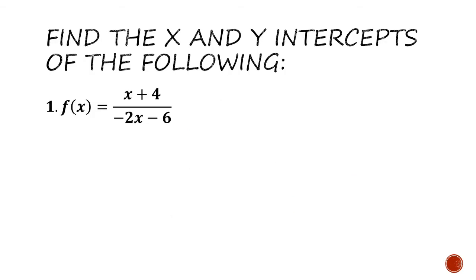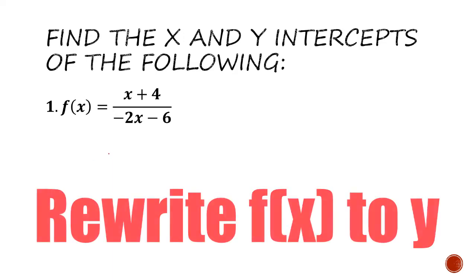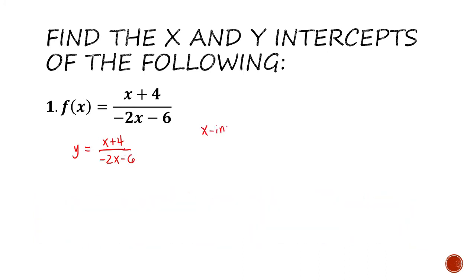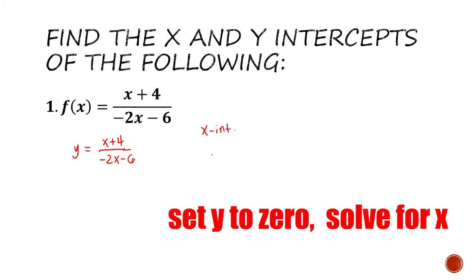So if we are going to find the x and y-intercept of a rational function, we should write them in ordered pair form since they are points along the x and y axis. In number 1, for us to get the intercepts, we first rewrite f of x to y. To get the x-intercept, we set y equals 0 and we solve for x.